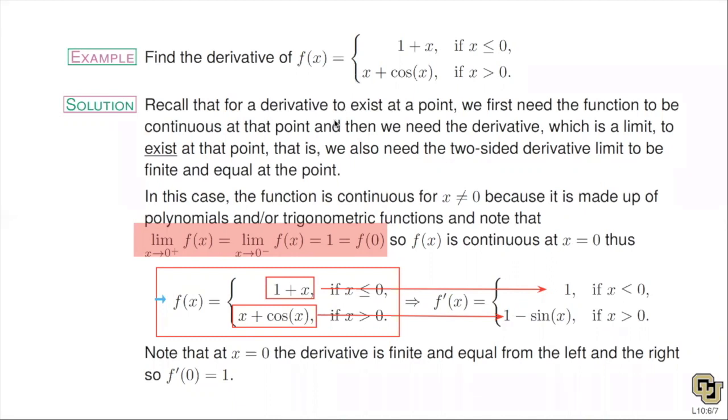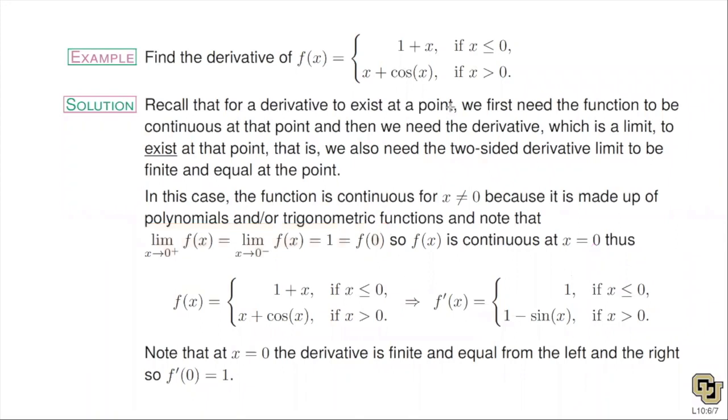So here, if I take the limit of the derivative as x approaches 0 from the left, the limit is 1. And if I take the limit of the derivative as x approaches 0 from the right, I plug in a 0 right here for the x. So you get 1 minus sine of 0. Sine of 0 is 0. So from the right, the derivative is also equal to 1. So if they're equal from the left and the right, then I can put in the equal symbol right here.